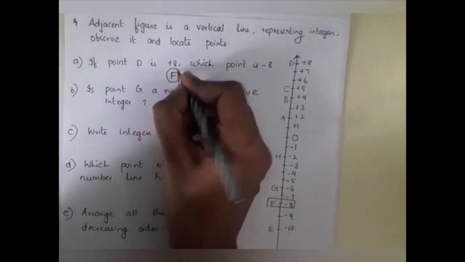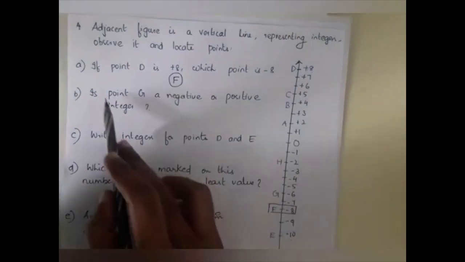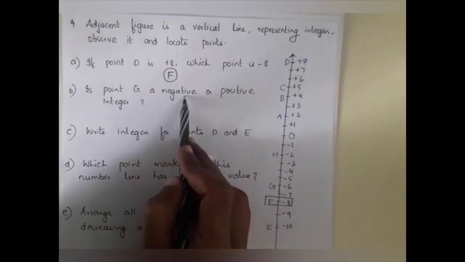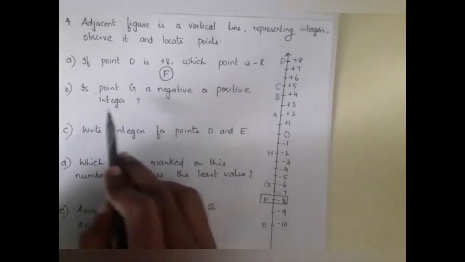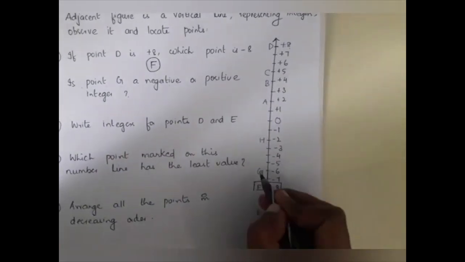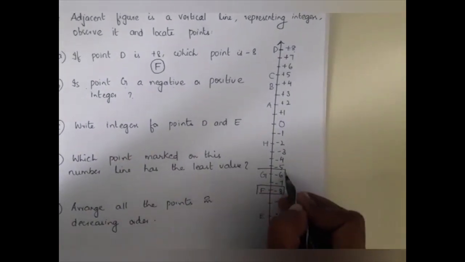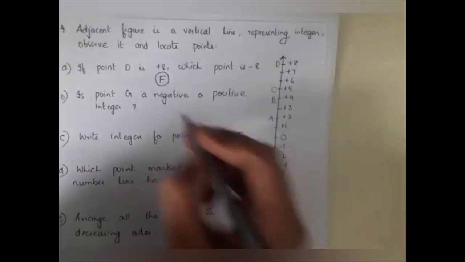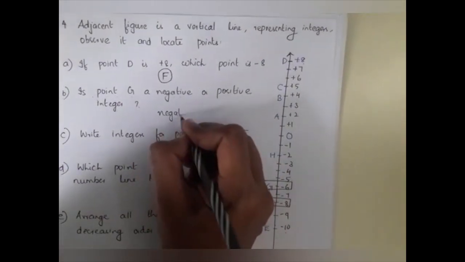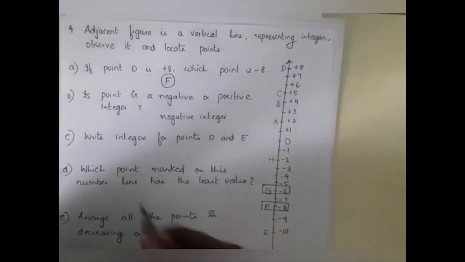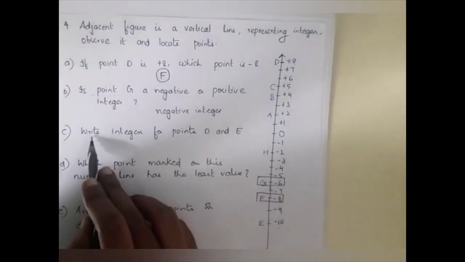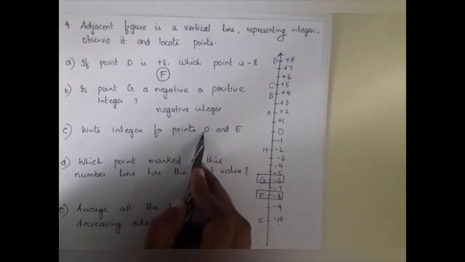Okay. Second question, is point G a negative or positive integer? So here point G is given, that is minus 6. So the answer is, it is a negative integer.